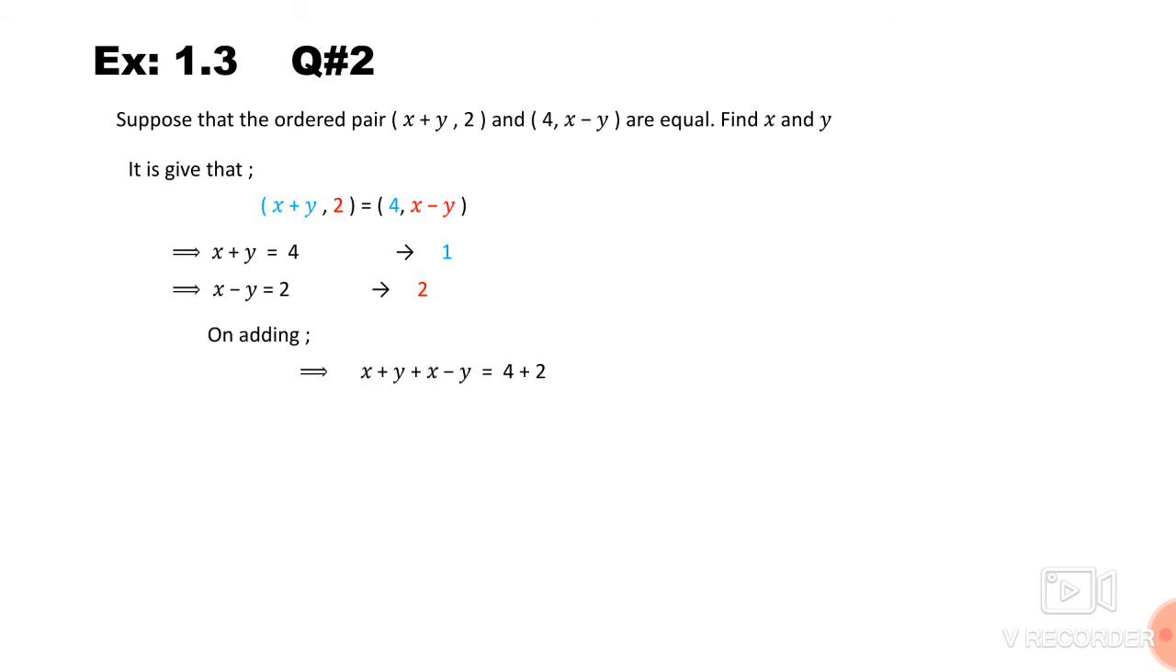On adding both the equations, we have got x plus y plus x minus y is equal to 4 plus 2. We have added both the equations. Left hand sides are added together and the right hand sides are added together. This y and this y will be cancelled out. We are left with 2x is equal to 6. Now you can find the value of x. x is equal to 6 upon 2, which is equal to 3. This is the value of x.